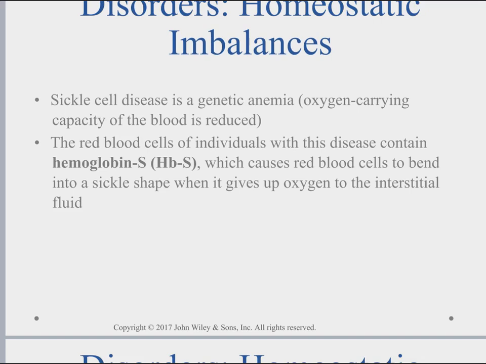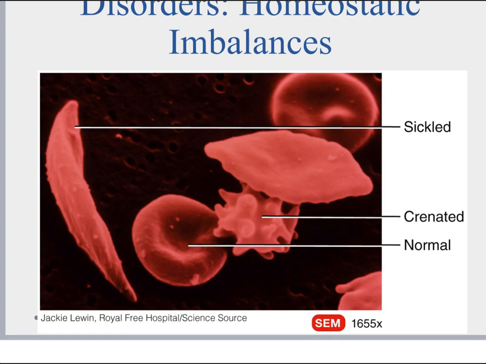So the red blood cells of individuals with disease contain hemoglobin S, which causes red blood cells to bend into this sickle shape. When it does this, it gives up oxygen to the interstitial fluid instead of bringing it to the tissues. Now, a little bit about sickle cell anemia. We'll look at our next slide and look at the shape of these sickle cells.